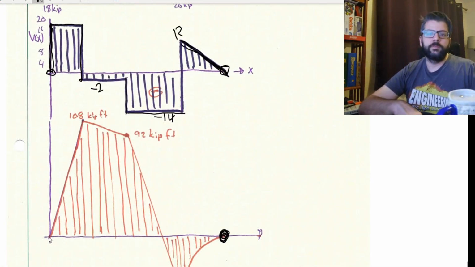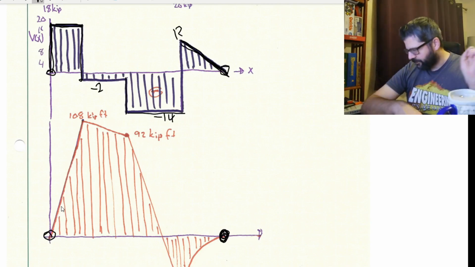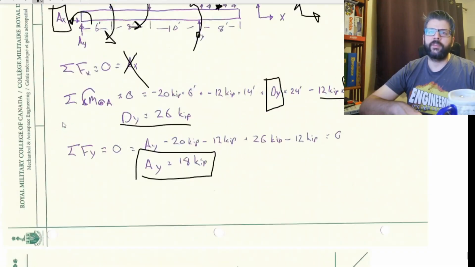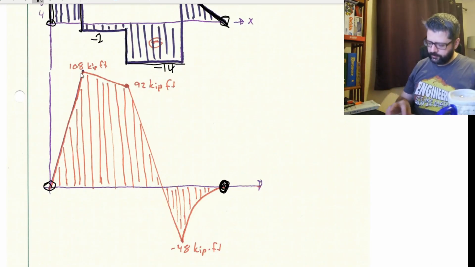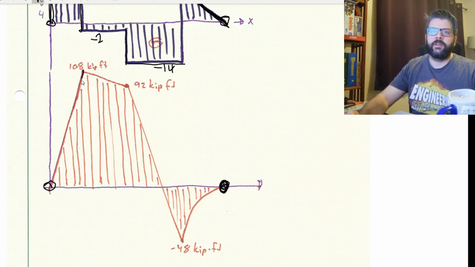So we can start from the 0 point. We know that it's going to be increasing because the shear here is positive, and it's going to be increasing at a rate of 18 kips per foot. 18 kip-feet per foot. So that is a 12. That's a 6 foot span there. So 18 times 6 gives us 108. So we increase all the way up to here.